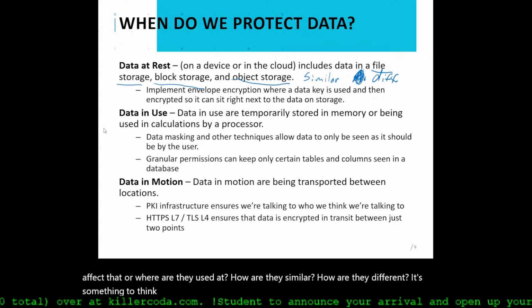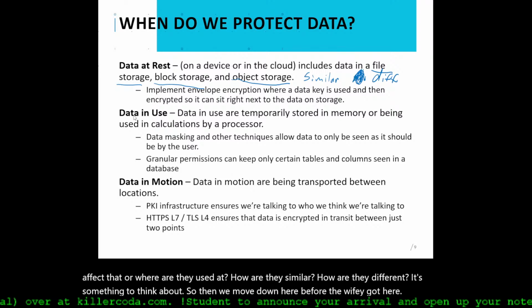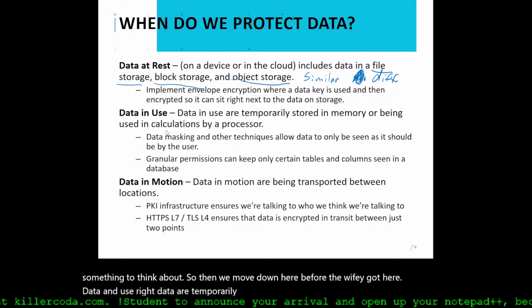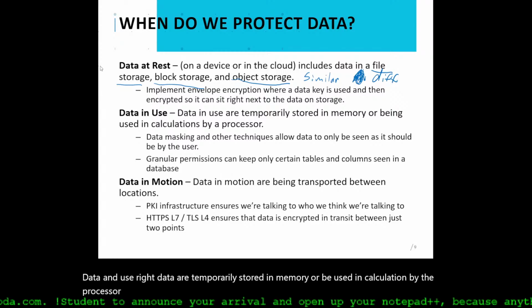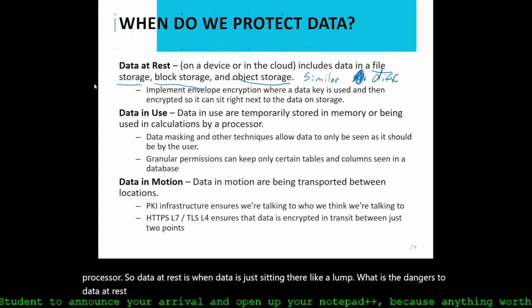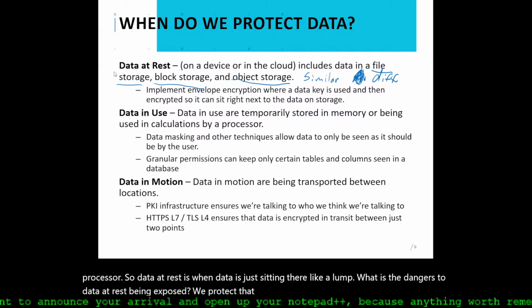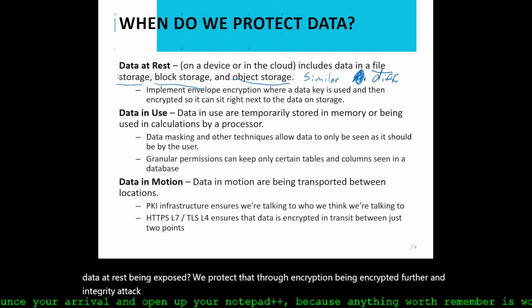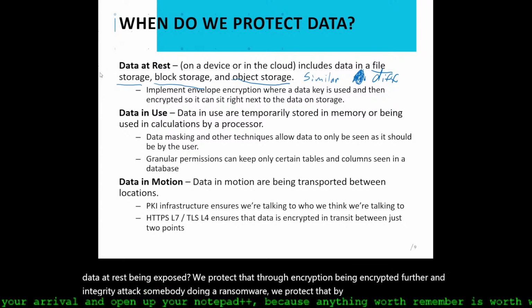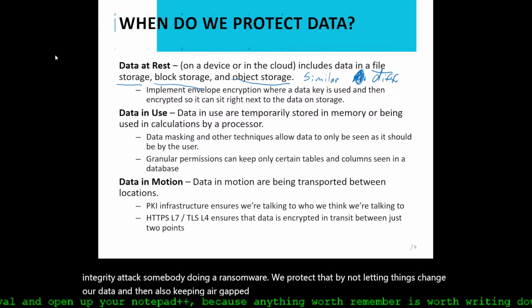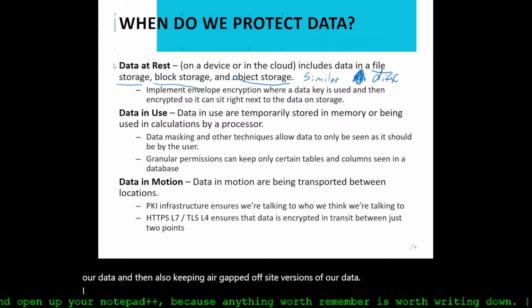So then we move down here before the wifey got here. Data in use, right? Data are temporarily stored in memory or used in calculation by the processor. So data at rest is when data is just sitting there like a lump. What are the dangers to data at rest? Being exposed. We protect that through encryption. Another is an integrity attack, somebody doing ransomware. We protect that by not letting things change our data, and then also keeping air-gapped off-site versions of our data. And I have a whole talk on that we do every now and then.